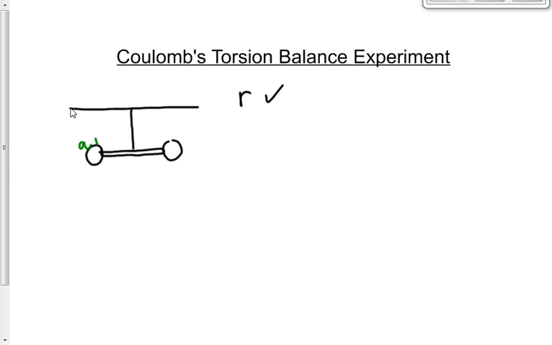You guys know that when you go on a swing set, especially when you were little, you would twist the swing, right? You'd twist it as far as you could twist it, and then you'd let it go, and you'd spin around really fast. You know that the more you twisted it, the harder it was to twist, right? Torsional means twisting. We use the torsional properties of this string to measure the force.